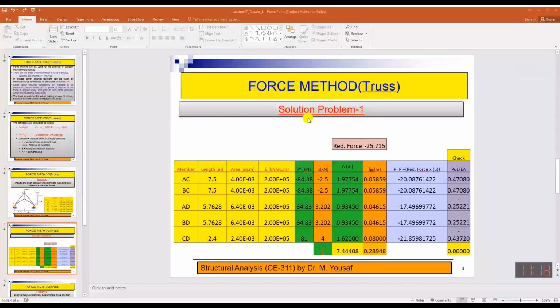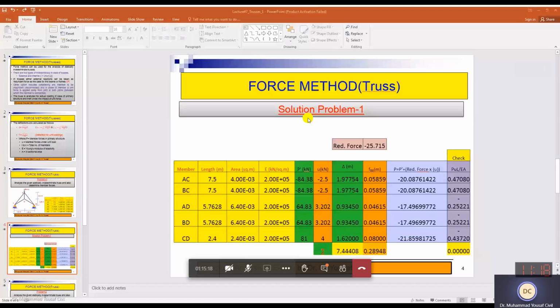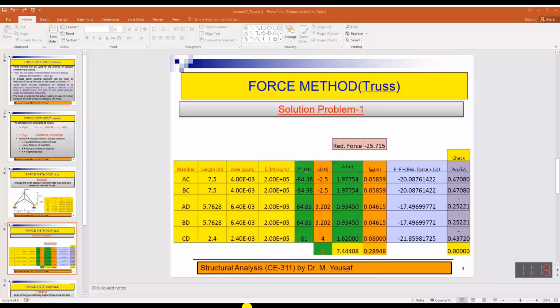So should I remove you? Hafiz Samar. So you are being removed from the session.